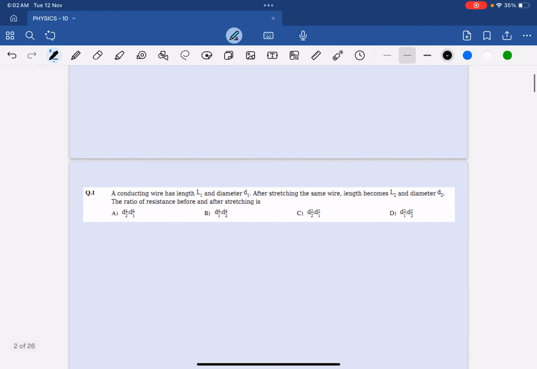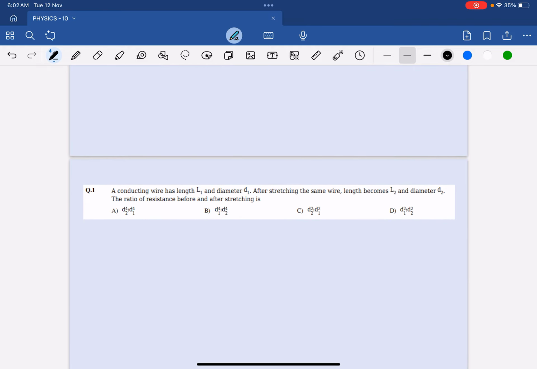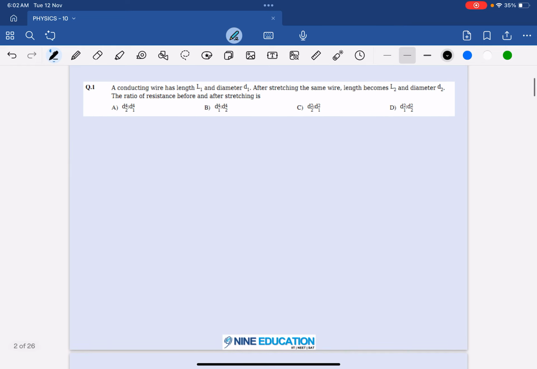चलो start करते हैं. What we are able to see here: a conducting wire has length L1 and diameter D1. After stretching the same wire, the length becomes L2 and the diameter D2. Okay, sir. So we have a wire with length L1 and diameter D1. There is a length L2, and the diameter is going to decrease a little bit, as shown in my diagram.